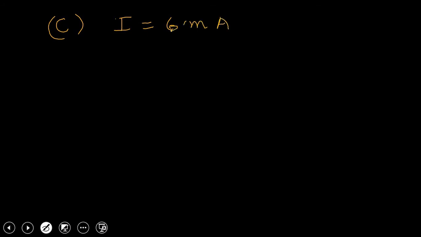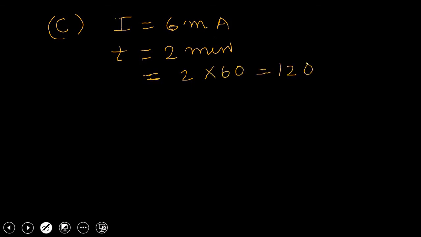Time is again same. Time is 2 minutes. So that 2 minutes in terms of second will be equal to 2 into 60, that will be equal to 120 seconds. So we can calculate Q by using the formula I into T, but the thing is that here we have to convert milliampere into ampere. We know 1 milliampere is equal to 10 to the power minus 3 ampere. So 6 milliampere will be equal to 6 into 10 to the power minus 3 ampere.